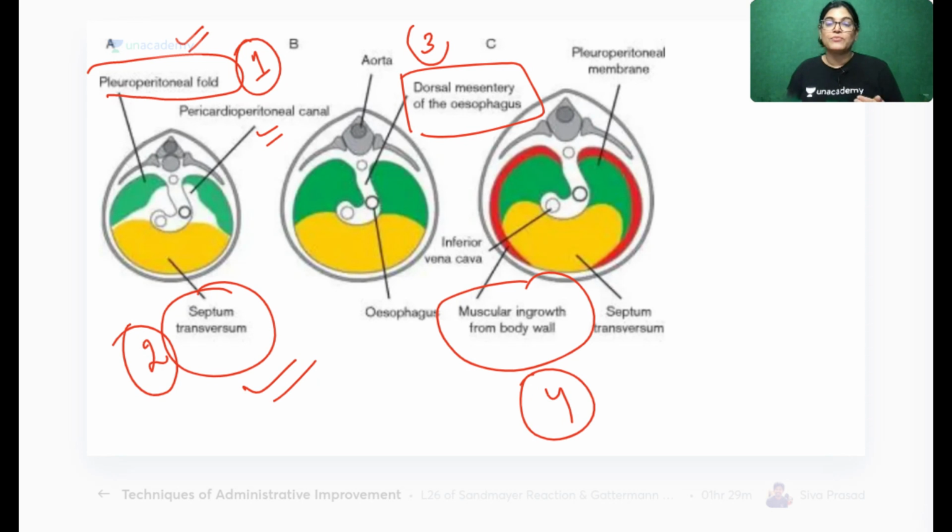What is very important for the diaphragm is its openings, all the major and minor openings, and also its source of development, along with the hernias: congenital diaphragmatic hernia, Bochdalek hernia, and Morgagni hernia locations. Many times MCQs have been asked on this, so it is important that you go through this and revise it.